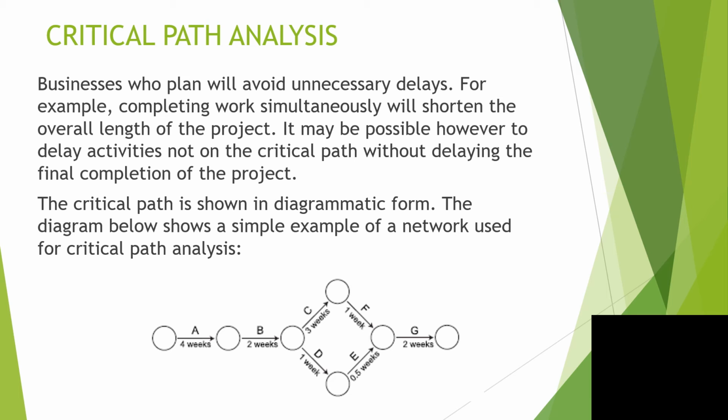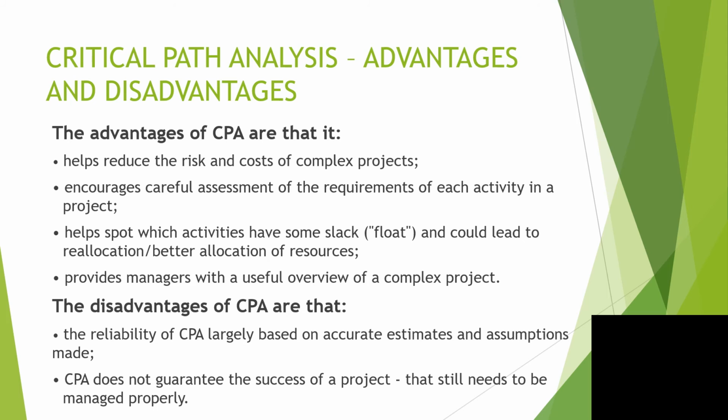So you can see to do task A, they reckon it'll take 4 weeks, to do task B 2 weeks, and then it looks to me as though they can do C and D at the same time, C taking longer than D, but they'll then do E and F at the same time, and then obviously G will take 2 weeks. So it gives them an idea of what projects they can do together and what time they're going to take.